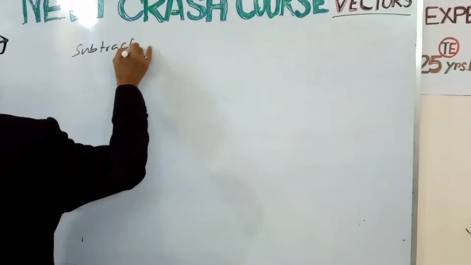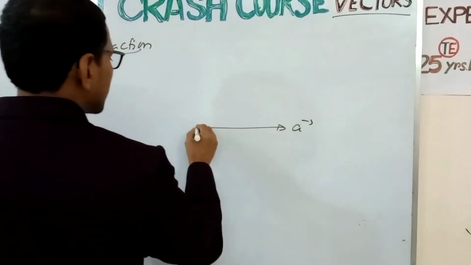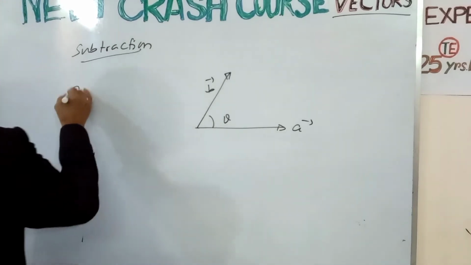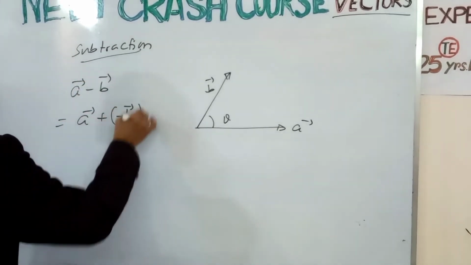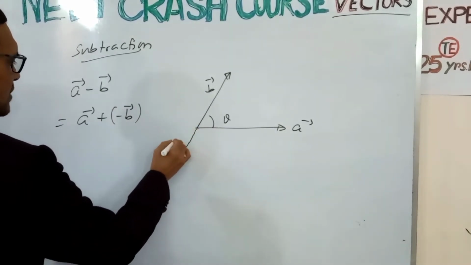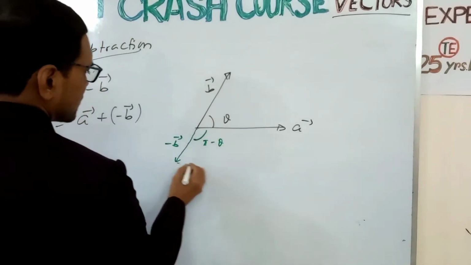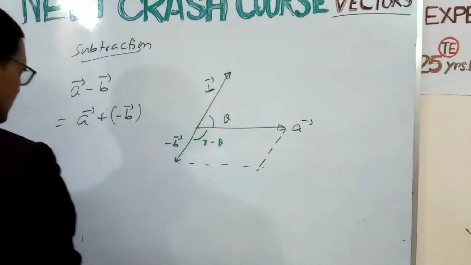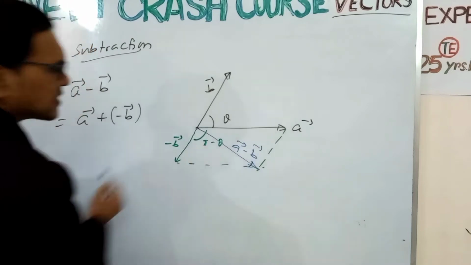Now, subtraction. If the a vector is this and the b vector is this, and the angle between them is theta, then we have to subtract a minus b. A minus b equals what? A plus minus b. So we have to produce minus b in the opposite direction. Now this angle will be pi minus theta. Now what is a minus b? A minus b will be this. So this is the a minus b.